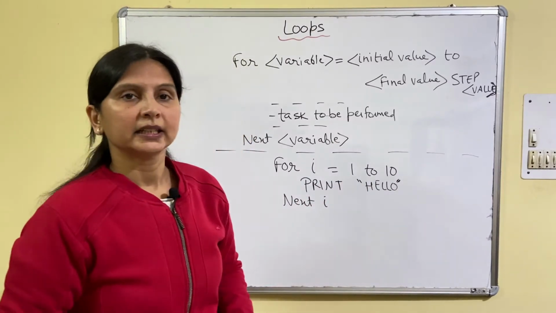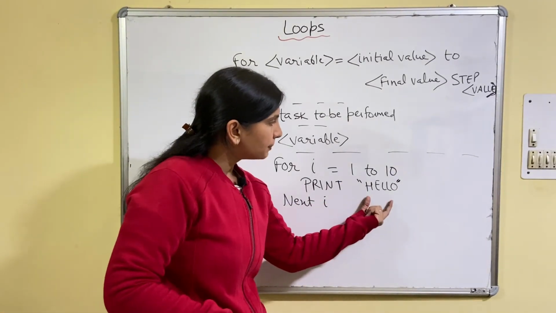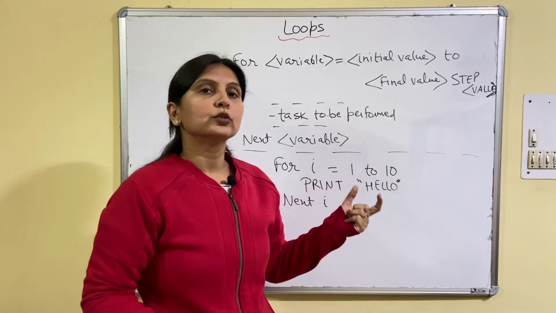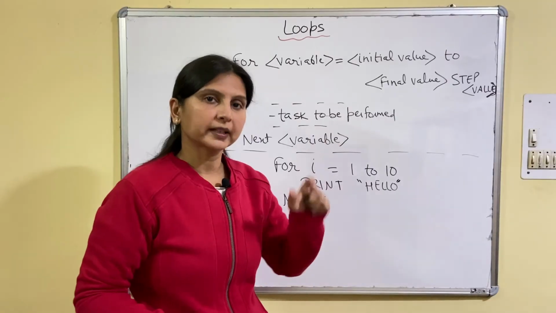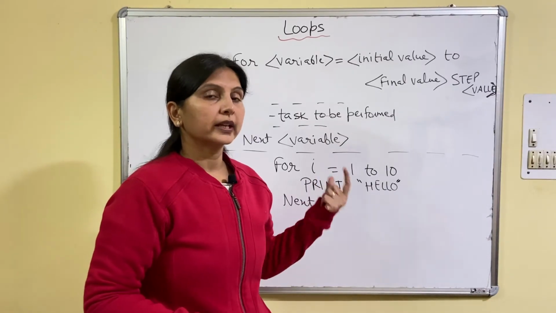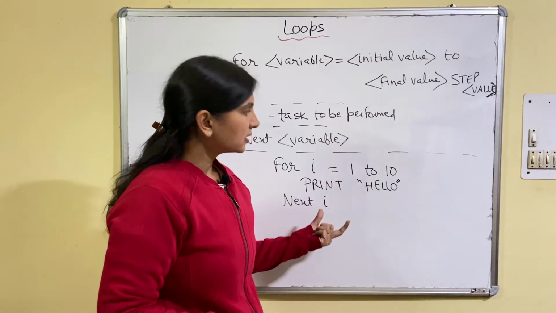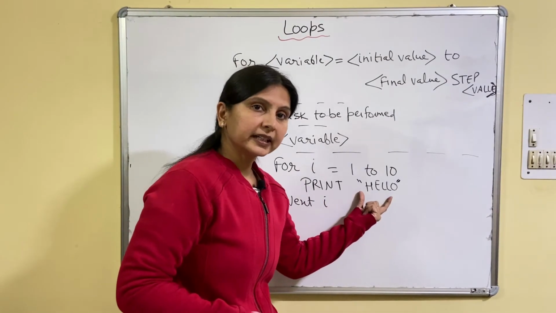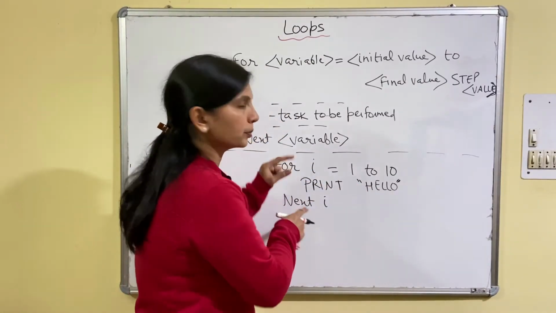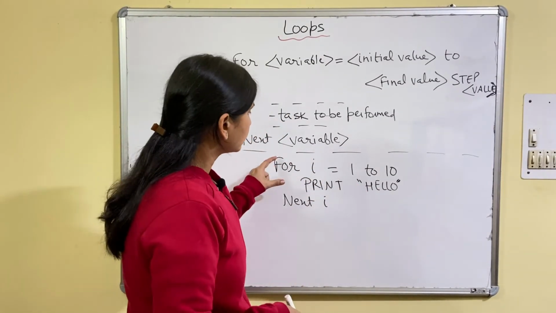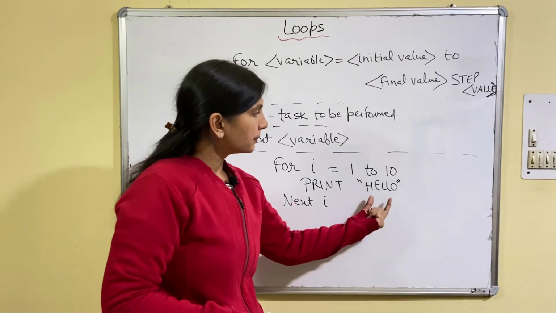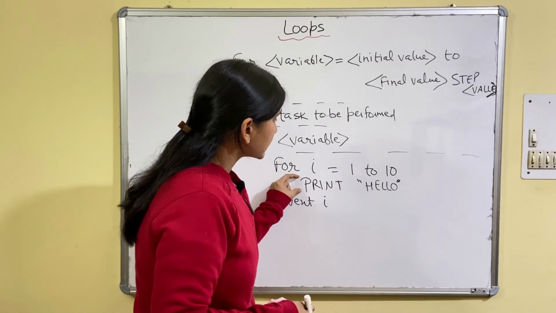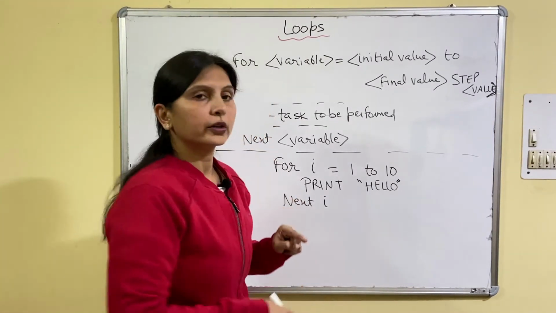What does it mean? It means we repeat hello 10 times. So what are the ways? Either you write print hello 10 times, or you can use the goto statement, or the third way, a very simple way, is to put the statement print hello within the loop. Which loop are we using? The for next loop. So to repeat hello 10 times, we have put this statement within the for next loop.